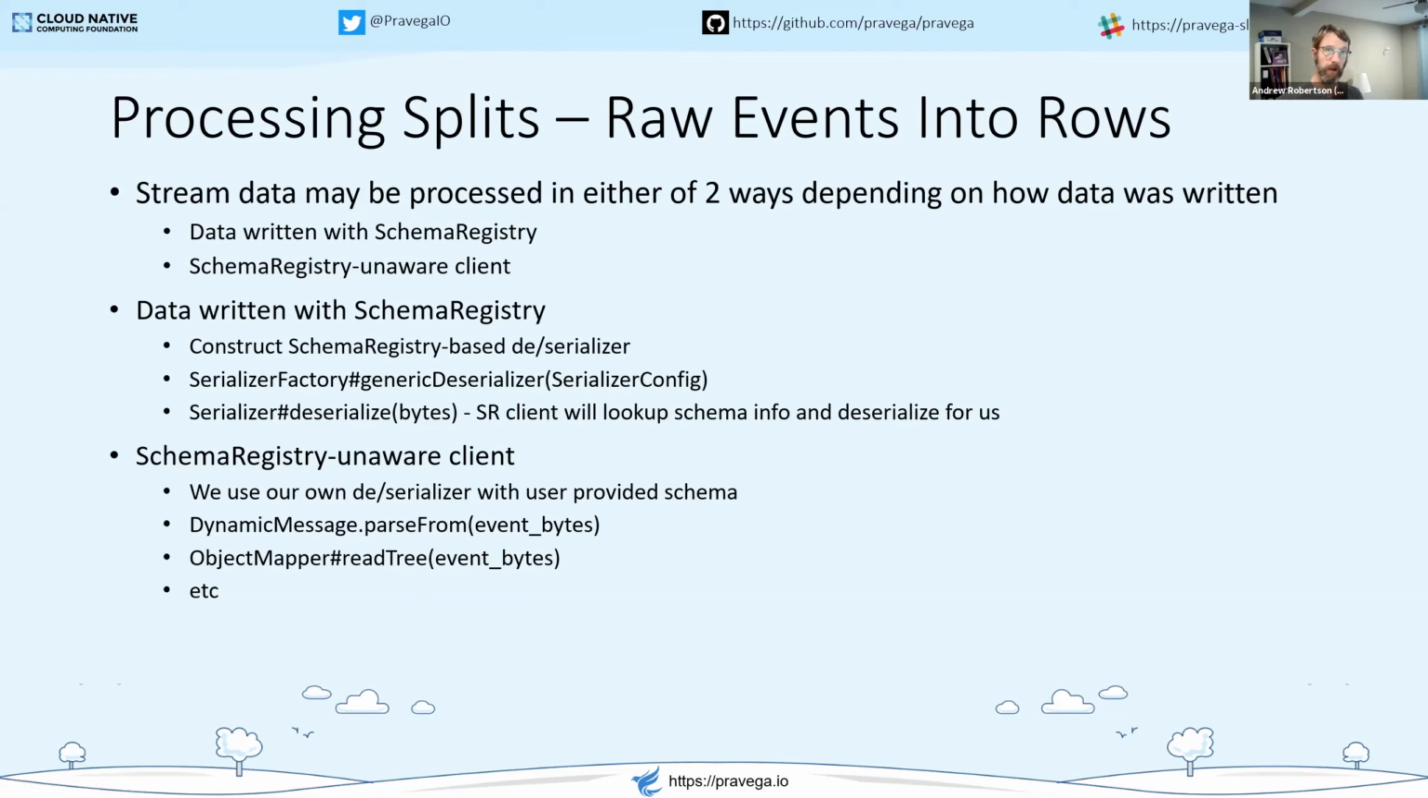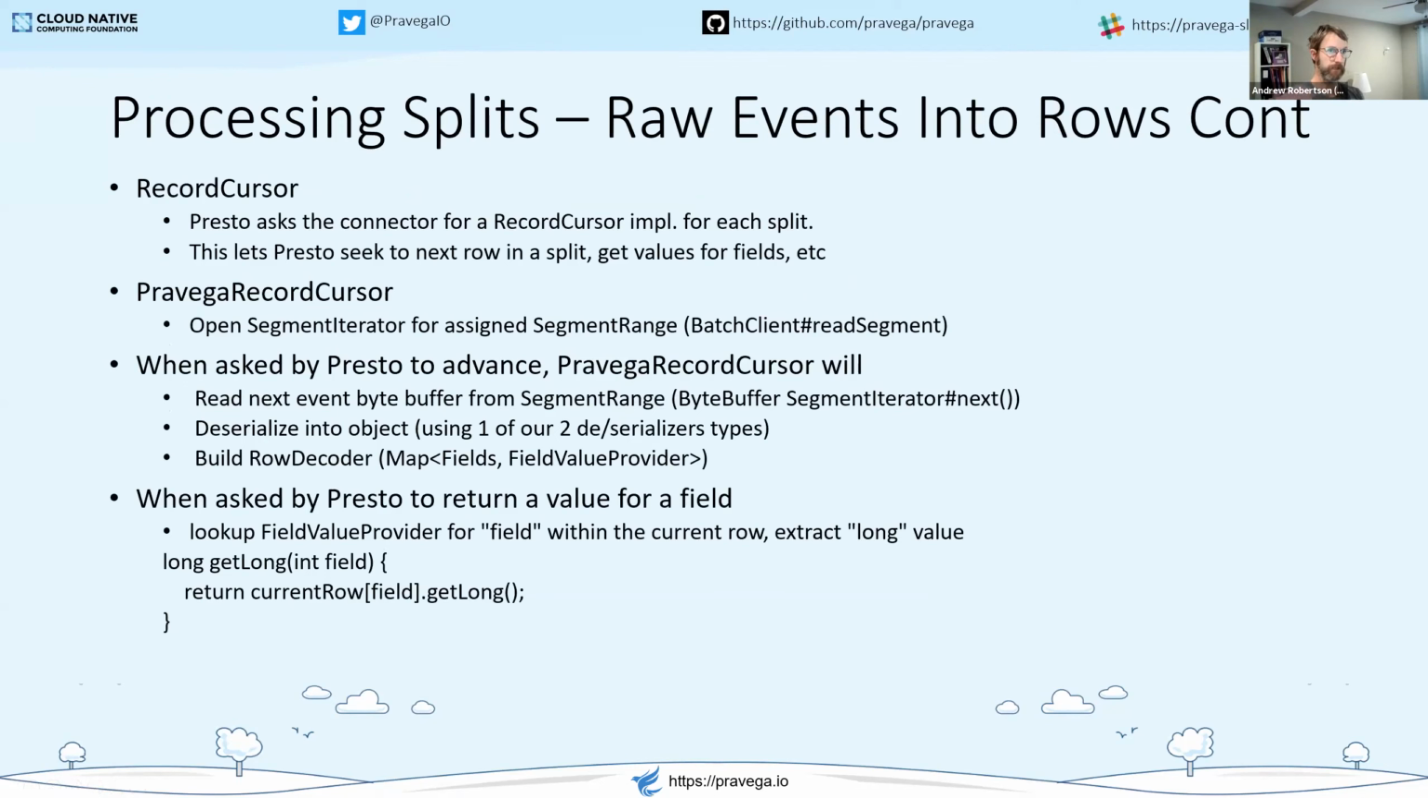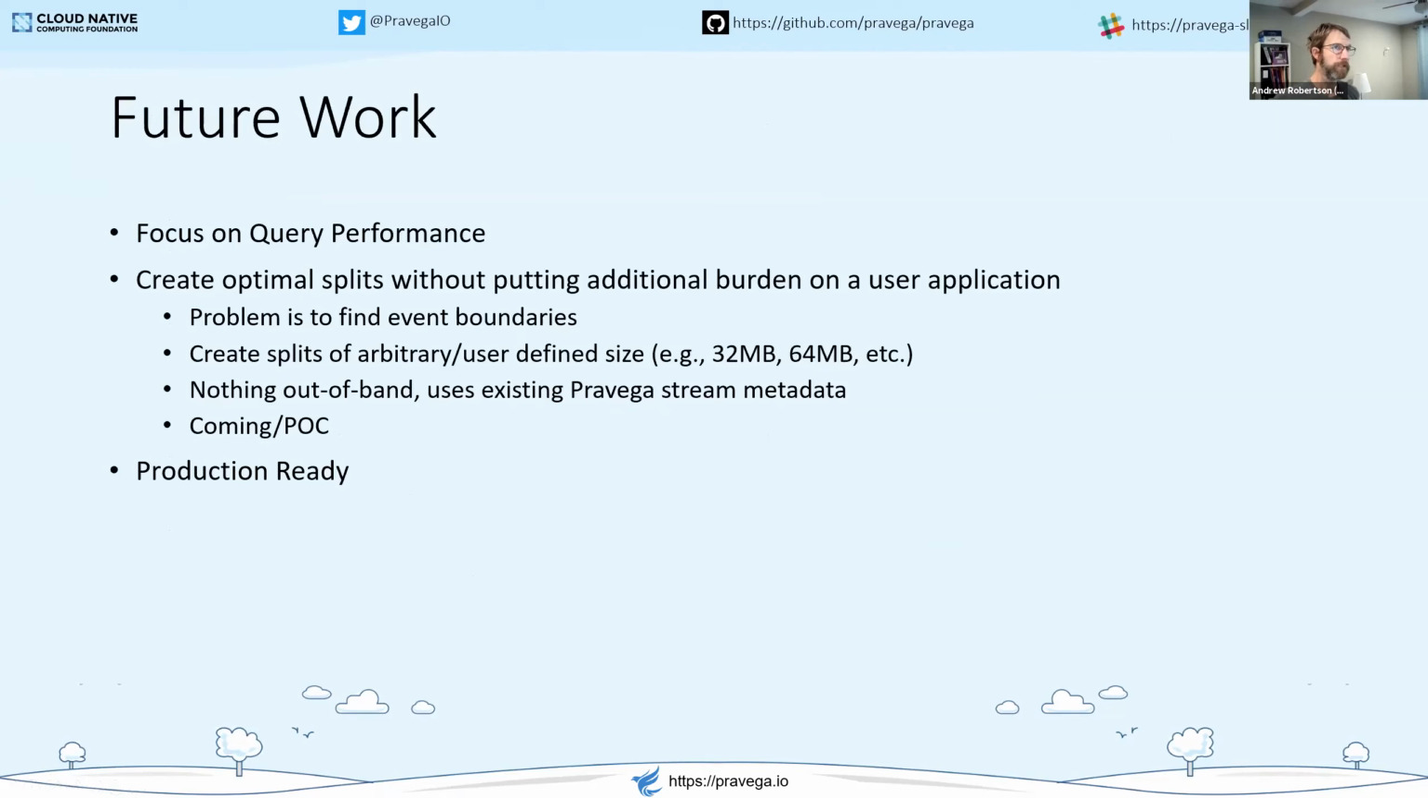And then when we're actually doing it, our record cursor is basically using the batch client read segment. Read segment is giving us an iterator to the events in the segment, and it's as simple as getting the next byte buffer until you get to the end of the result set. We're using one of those two ways of deserializing, and then we build our row decoders from there, and then we're able to give the fields back when asked. So that's what we have now.